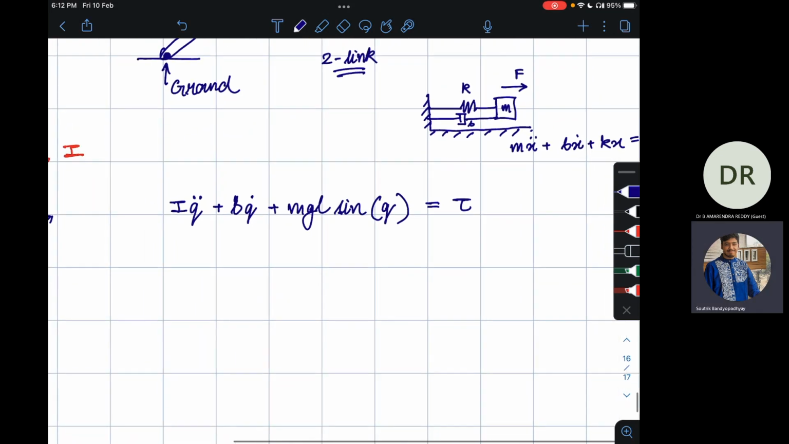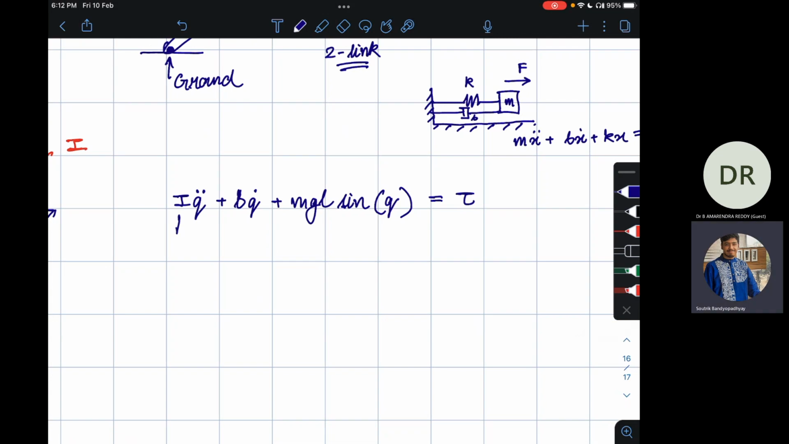In similar fashion, in the rotation case, there is this moment of inertia kind of thing, which is equivalent to mass, and this was the equivalent damping.